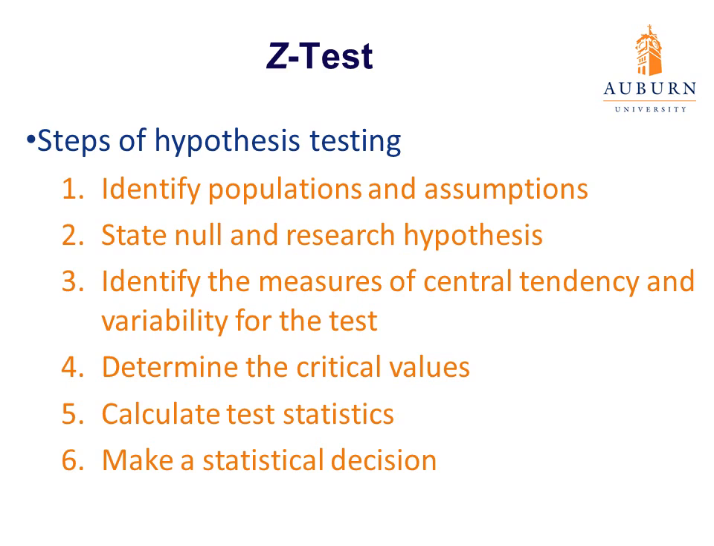But the steps for hypothesis testing are, first, we need to identify the populations, the comparison, and the assumptions. We then should state our null and our research hypotheses, which we've talked about before in a previous lecture. We then need to identify the measures of central tendency and variability that we're going to use for our test. Once we have those measures, we'll then determine the critical values, or the point at which we're going to say that there is or is not a difference among our new training and our old training program. We're then going to calculate the test statistic itself, the z-statistic, and we'll use that z-statistic to make a statistical decision based on the critical values that we predetermined before we did the calculations.